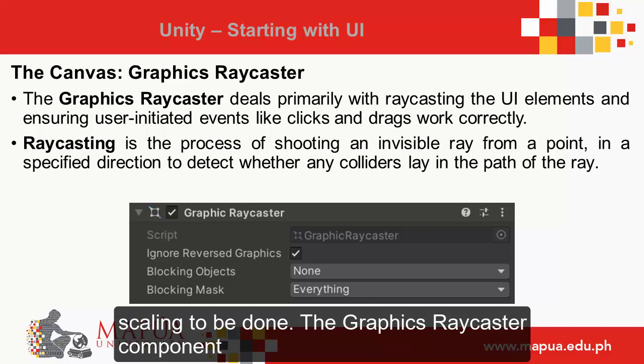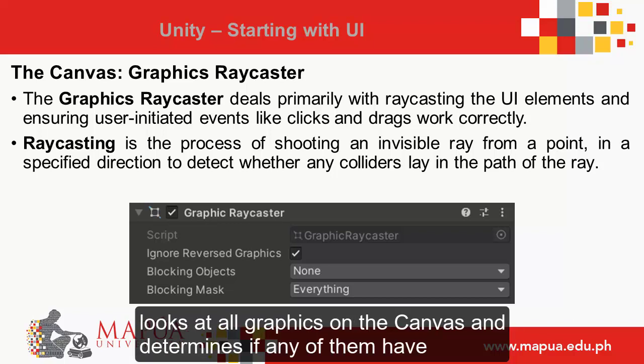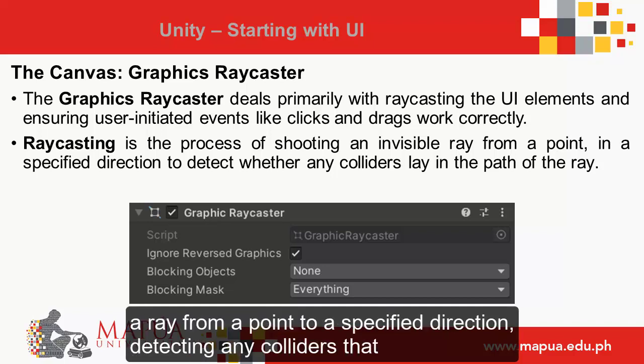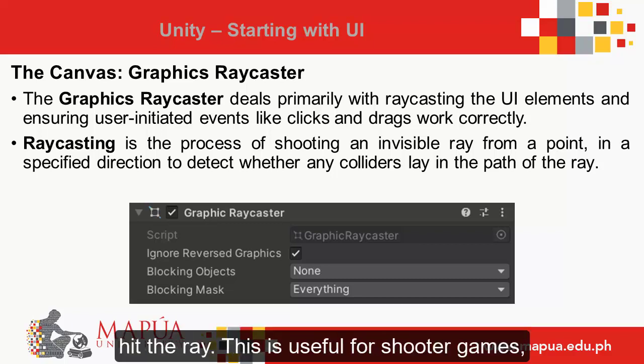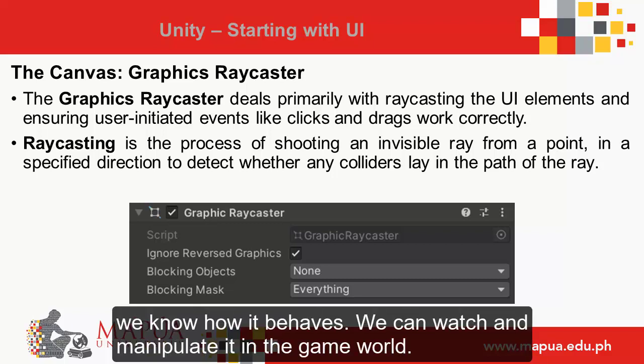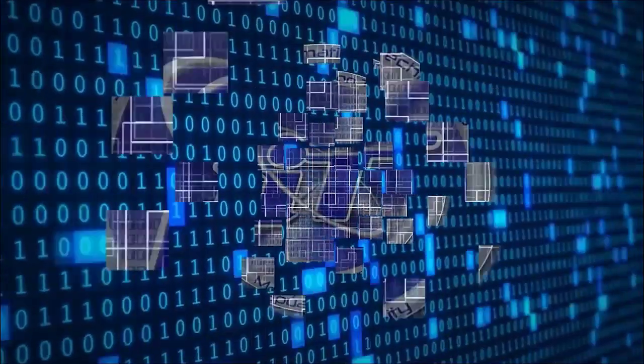The Graphics Raycaster component is used to raycast against a canvas. The raycaster looks at all graphics on the canvas and determines if any of them have been hit. The term raycasting means generating a ray from a point in a specified direction, detecting any colliders that hit the ray. This is useful for shooter games, bullet hell games, and even adventure games. Being able to trace where a bullet or laser is traveling means that we know how it behaves. We can watch and manipulate it in the game world.